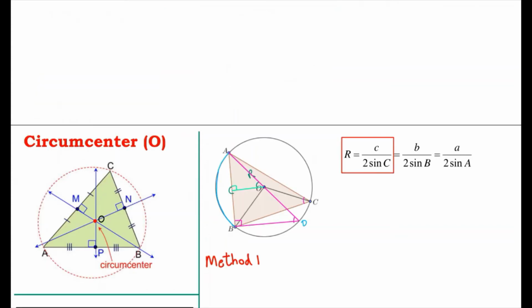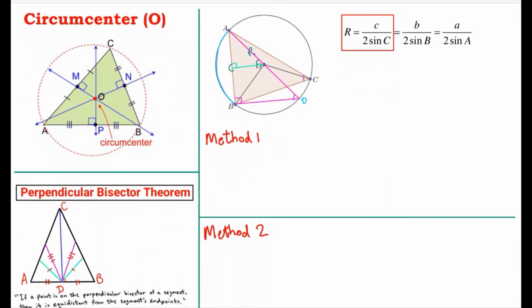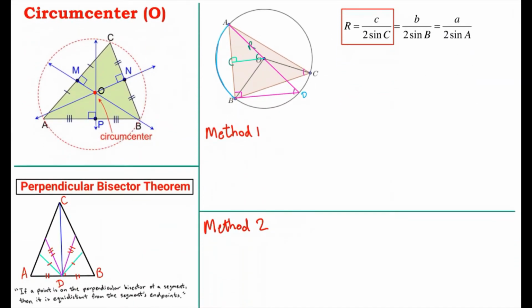In this formula, R, which is over here if you didn't know, is equal to C divided by 2 sine C, which is equal to B divided by 2 sine B, which is equal to A divided by 2 sine A. Since all these are virtually the same except for the replacement of C and B and A, we're just going to focus on this part over here.